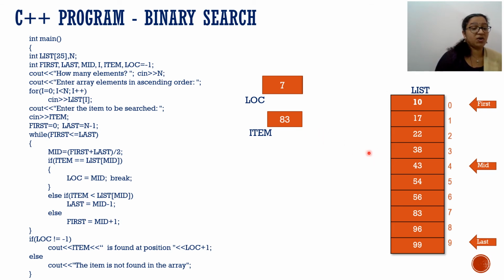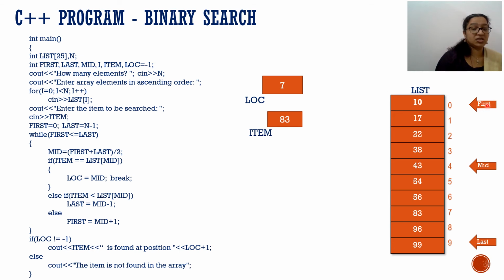So the next is what? Is item less than list of mid? List of mid is this 43. Is the item less than 43? No, it is not less than 43. So else. Else means item is greater than that mid position value. So first is equal to mid plus 1.